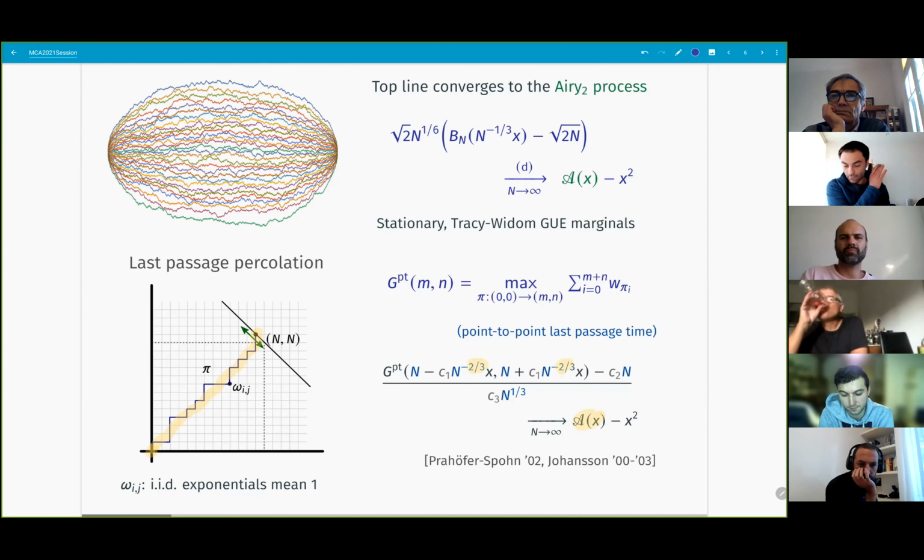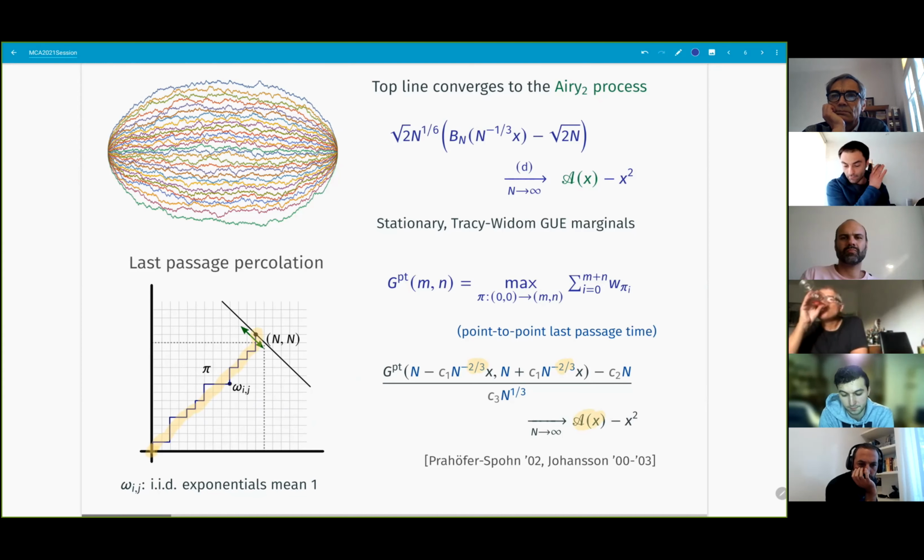And the next ingredient that I had to add: in the previous slide, I was looking at point-to-point last passage time. So I start from a point and go to a point, and then I can move the point to see some process. But now, suppose instead I take paths which go from this anti-diagonal line at the beginning all the way up to this point (n, n). Okay, so this is called point-to-line, or line-to-point, last passage percolation. Essentially, I'm looking at all possible upright paths which end at (n, n) and have length 2n.